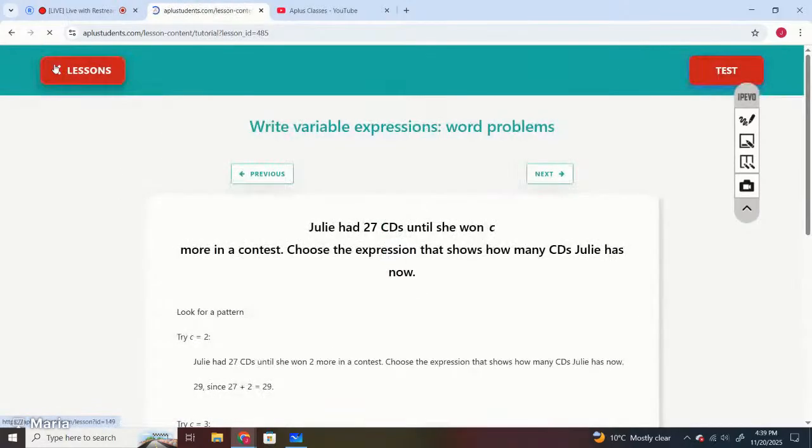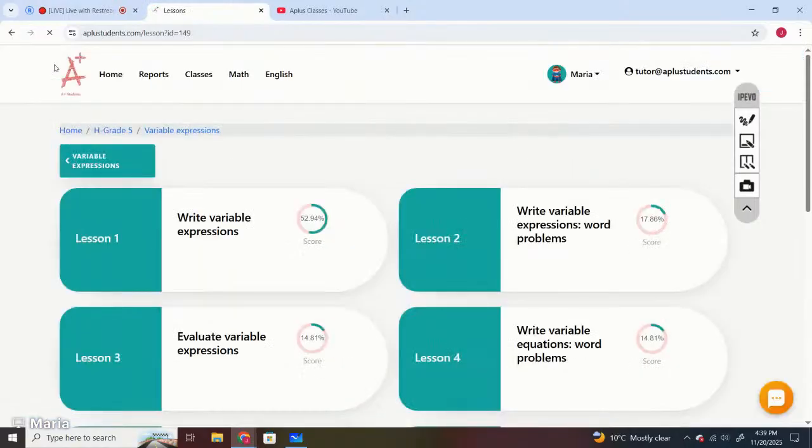So we were working on grade 5 math. We have started with the chapter coordinate plane. The lessons we have covered from the chapter coordinate plane are, I forgot the lesson names. Okay, then we have started the chapter variable expressions. The lessons we have covered today are write variable expressions, word problems.